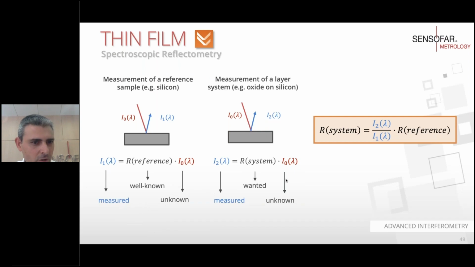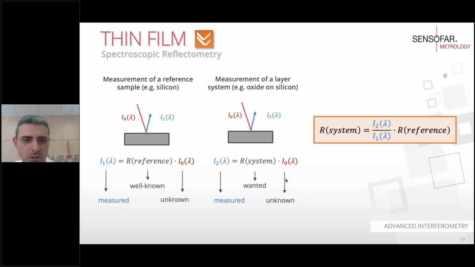So we start with the picture on the left, in which the properties of the light source we are using, we don't know them. We call them I0, and we don't know anything about them. But we can measure with a camera I1, that is the reflectivity after the light source is reflected by this silicon. Because we know very well the reflectivity of silicon from physics, and we measure I1, we can know what I0 looks like.